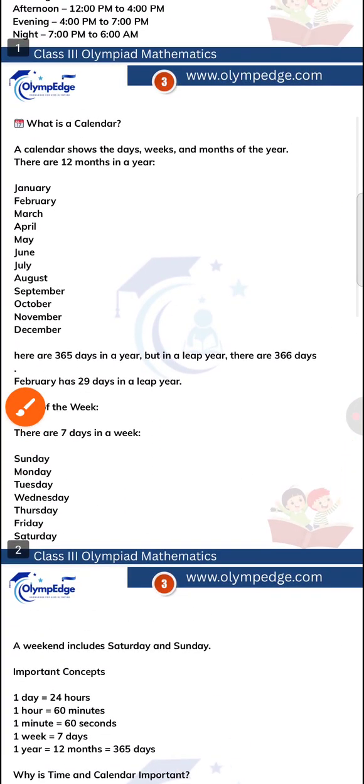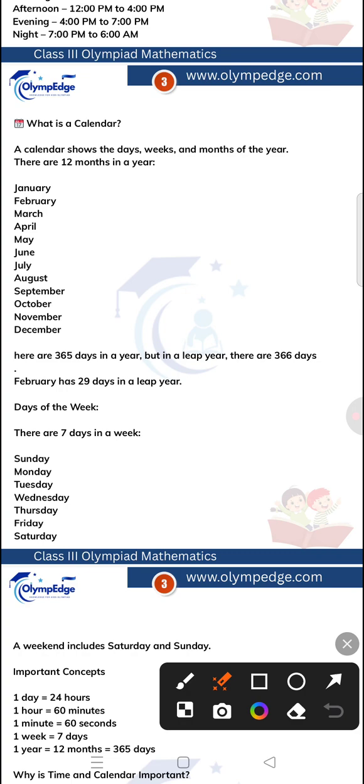Then let's move on to the calendar. A calendar shows the days, weeks and months of the year. There are 12 months in a year and they are January, February, March, April, May, June, July, August, September, October, November and December. There are 365 days in a year, but in a leap year there are 366 days. February has 29 days in a leap year. So remember, in a normal year, we have 365 days, while in a leap year, we have 366 days. And in a normal year, the month February will have 28 days, and in a leap year, it will have 29 days.